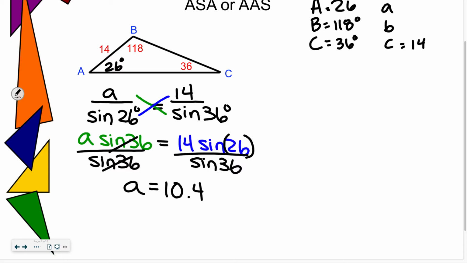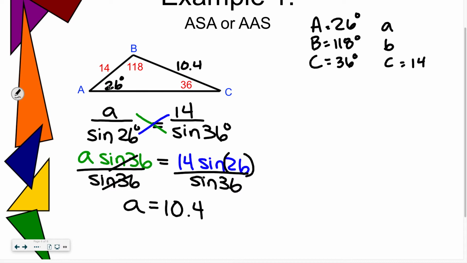Okay, so now we know side A is 10.4. Just make note, this was not a right triangle to begin with, and when we solved for our missing angle, there were no 90-degree angles. You cannot now use the Pythagorean theorem. Pythagorean theorem only works if there's a 90-degree angle. So to find your missing side B, you're going to set up another law of sines.